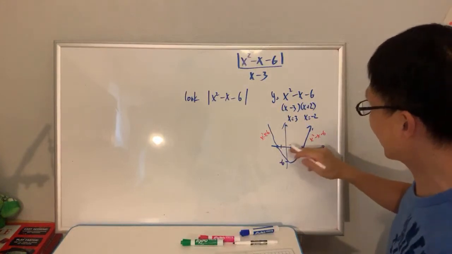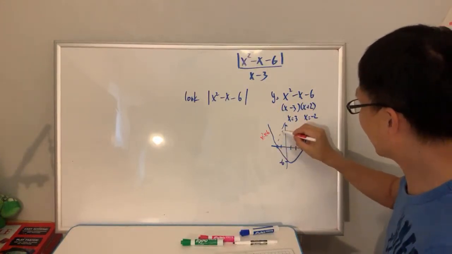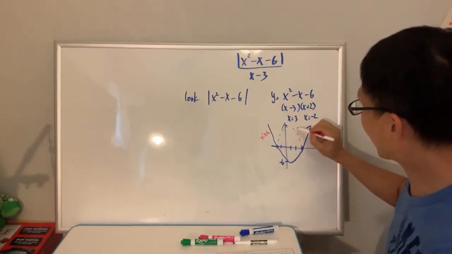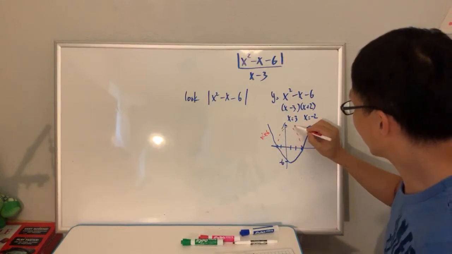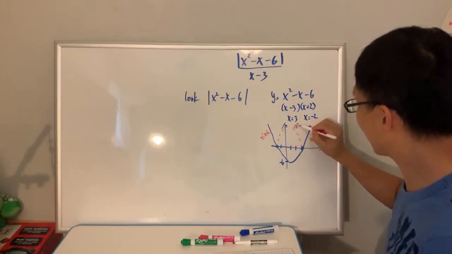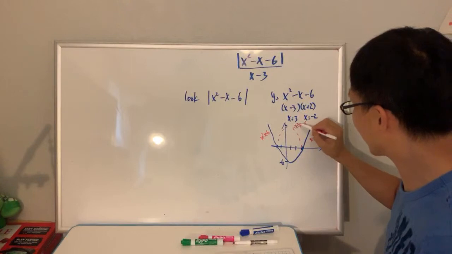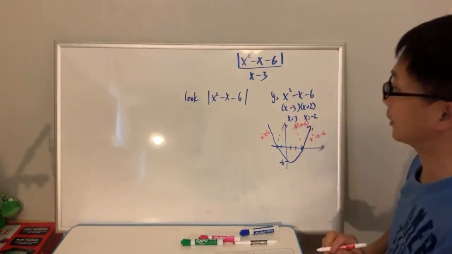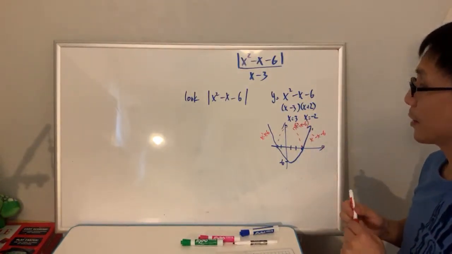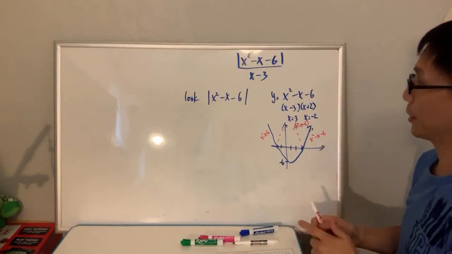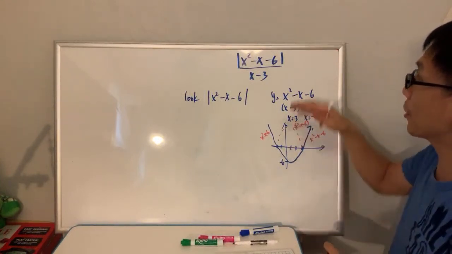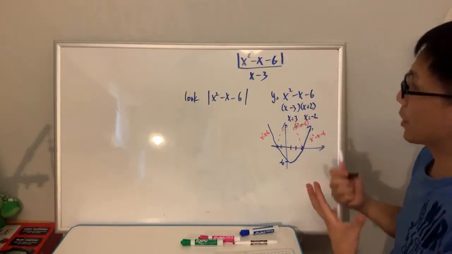But the only part that's different is the middle part here, which is spiking up. So this part is going to be the negative of x squared minus x minus 6. Put a parenthesis around it. So that's the only thing that really changed. Okay, so if I were to graph this, this is what it comes out to be.